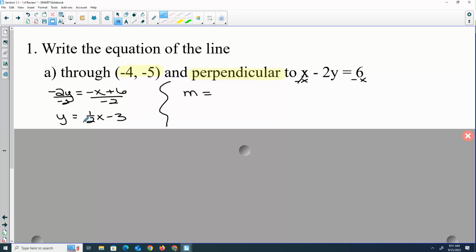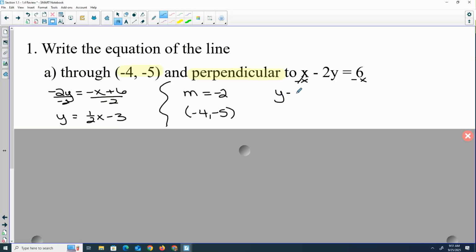If it is perpendicular, what will my new slope be? Close. Right, you have to flip it and change the sign. So if it was positive, it becomes negative. If it was negative, it becomes positive. So two things: flip, change the sign. So now I have my slope and I have this point, so we can plug into our equation.